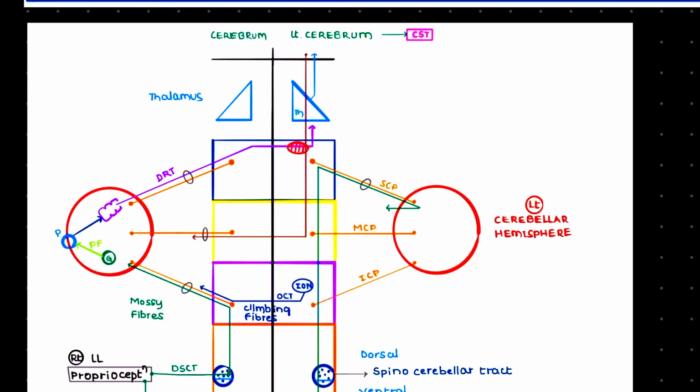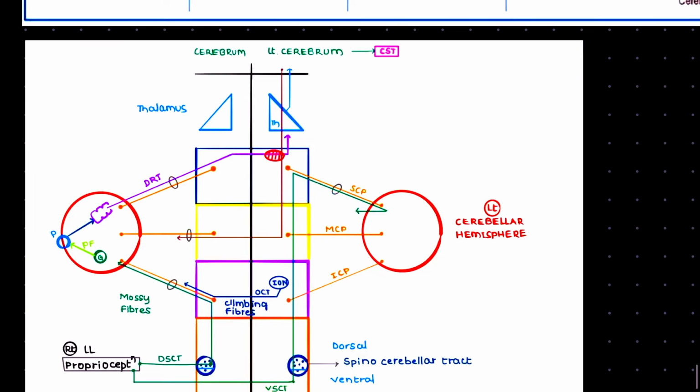Now after reaching the cerebrum, what will happen? It will send a signal back through our corticospinal tract. That means from the cerebral cortex to the spinal cord, further down. So this was a brief introduction about how this pathway works.